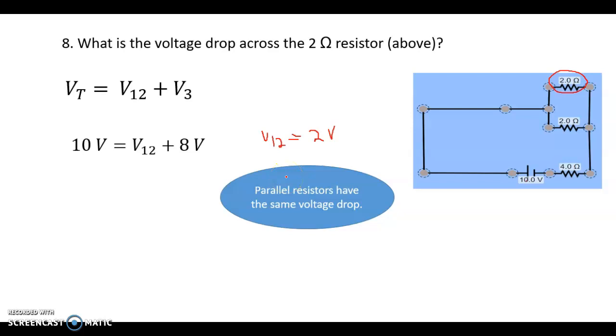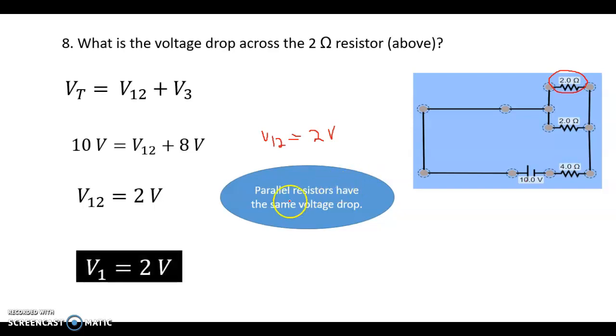And we use this information: parallel resistors have the same voltage drop. The voltage drop in this one is equal to this one. The 2 volts will not be distributed among the resistors, as we see here. We have to know this rule; it's a golden rule for us. So V12 equals 2 volts, and parallel resistors have the same voltage drop, so V1 equals 2 volts.